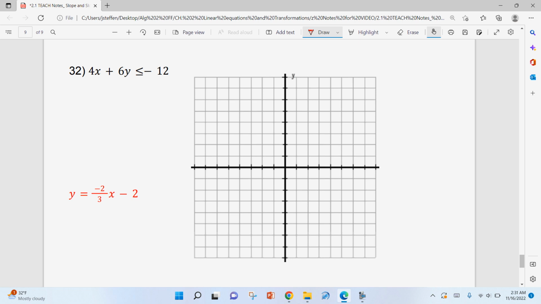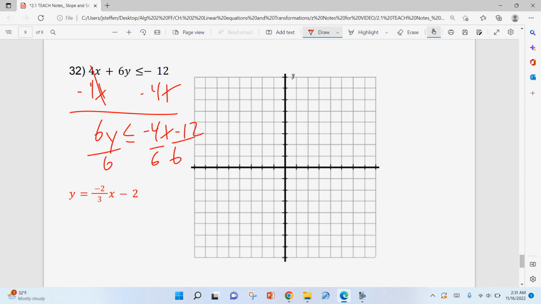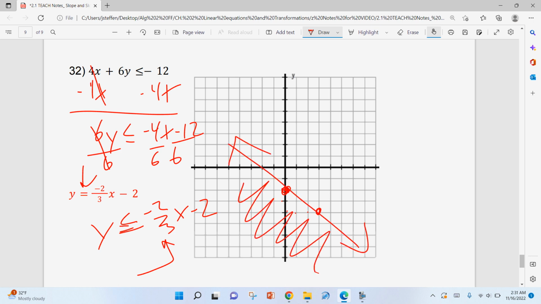And this one, put it in slope-intercept form. I know I already have that for you, but I want to show you my work since I have you. 5 by 6. I get y is less than or equal to, see I messed it up on that one too. Y is less than or equal to negative 2 over 3x minus 2. So negative 2. I don't know what happened here with my stylus, but that's okay. Down 2 over 1, 2, 3. Solid. And y is less than, so you shade below.